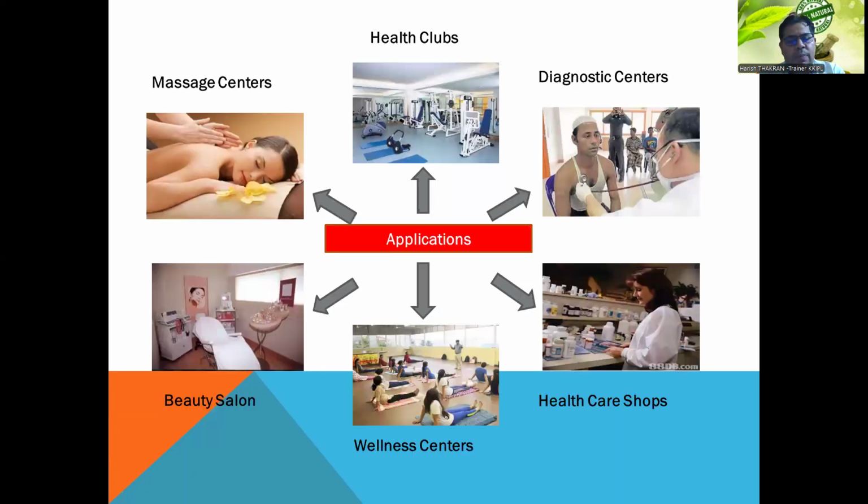If we talk about the uses of the Kiva 4G machine, you can use it at your stock point, super stock point, massage centers, health clubs, diagnostic centers, doctor clinics, healthcare shops, wellness centers, and beauty salons. All these people may use the Kiva 4G machine and can get more and more sales of Kiva products by using this machine.